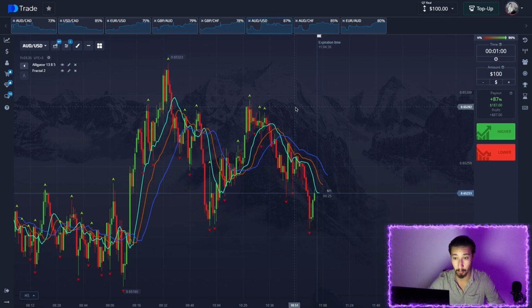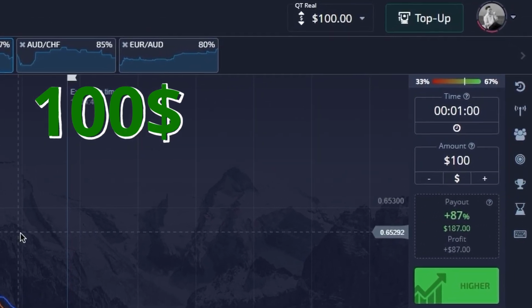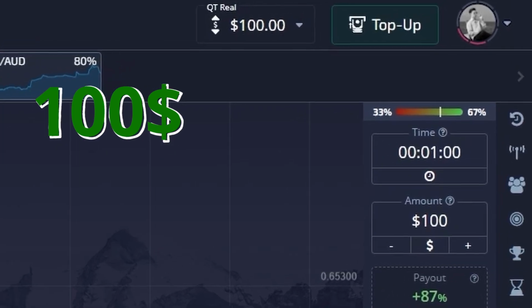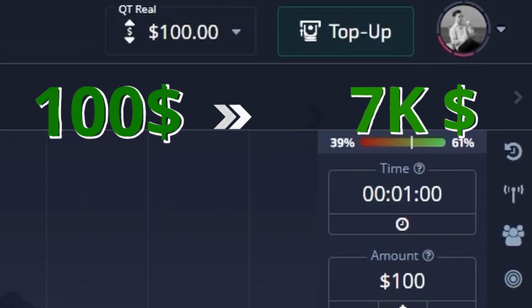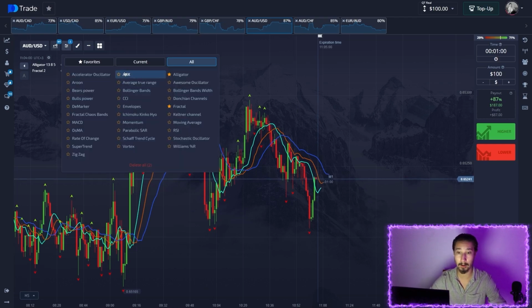Let's start. So we are on the broker, guys. We have $100 on our balance, and from this amount we will accelerate our deposit. I have selected all currency pairs with the most optimal percentage of payments and chart movements. So we open trades today on the 1 minute time frame as usual using trend indicators. This is the Alligator and our Fractal.